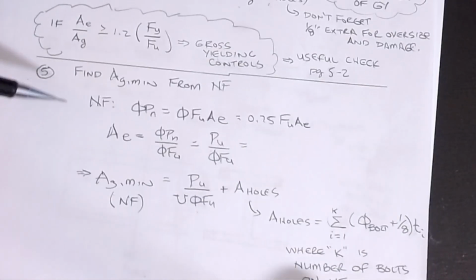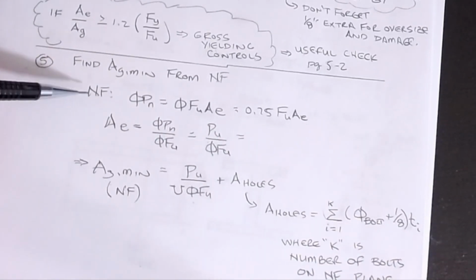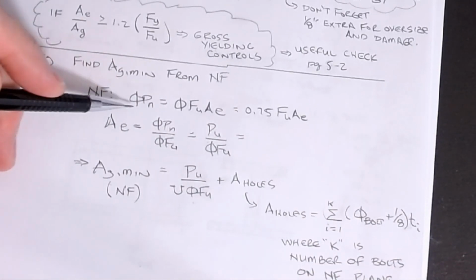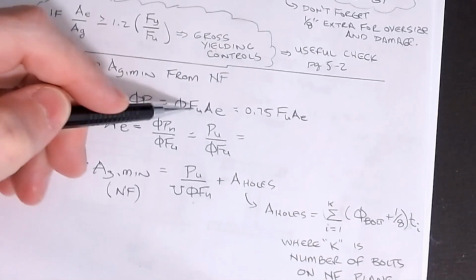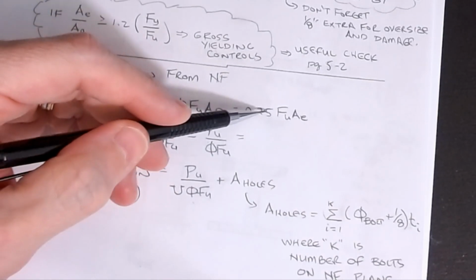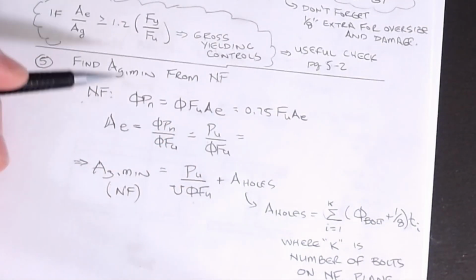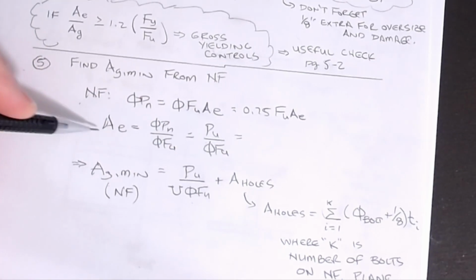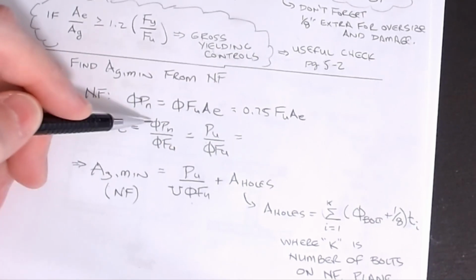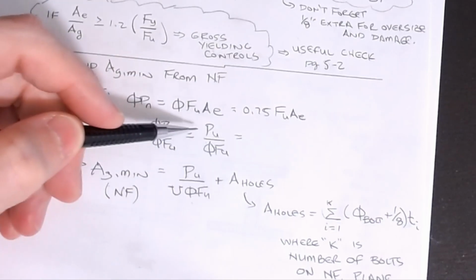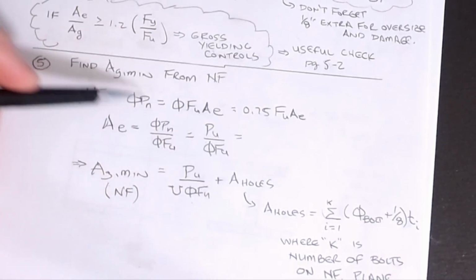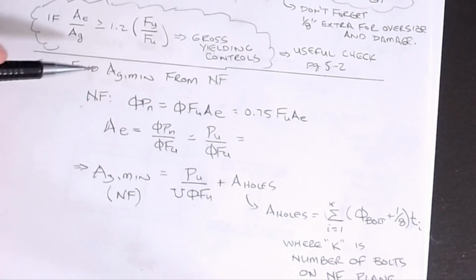Okay, so we're going to play the same game, but now we're going to use the net fracture case. This is phi P_n is going to be equal to phi F_u A_e. So this is equal to 0.75 F_u A_e. And I know that if I rearrange this for the effective area, this is phi P_n over phi F_u, which is P_u over phi F_u. So it's just the same game that we played back in step 1 of our methodology.